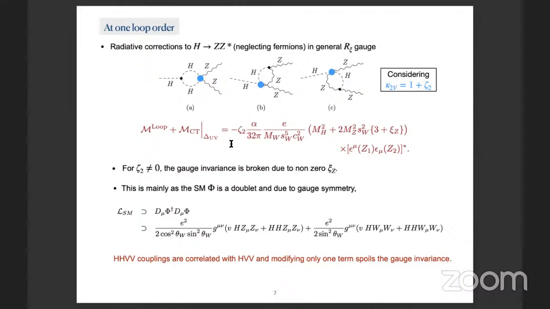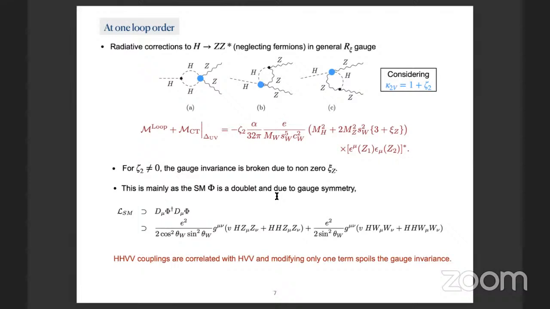If this zeta 2 is not equal to 0, we will see the gauge invariance is broken because of this zeta 2 sitting over here. And even if we introduce a bare HZZ coupling, we will still not be able to relate this HZZ coupling to any physical observable. So gauge invariance is completely spoiled over here.